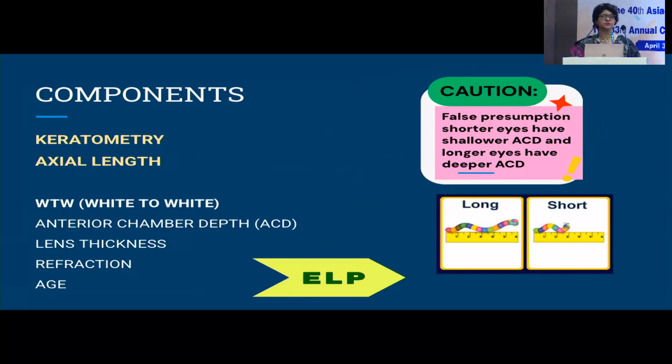So what are the basic components? By and large, we used to consider the keratometry and the axial length in the two variable formulas. But now there are multiple measurements: the white to white, AC depth, lens thickness, refraction, and the age. Why so? Because, like Dr. Shalini had covered, we have to calculate the predictive or the effective lens position, and that does not always follow a rule that shorter eyes would have a shallow AC depth or a longer eye would have a deeper AC depth. Therefore, the addition of multiple variables is making the IOL power calculation more fine-tuned.